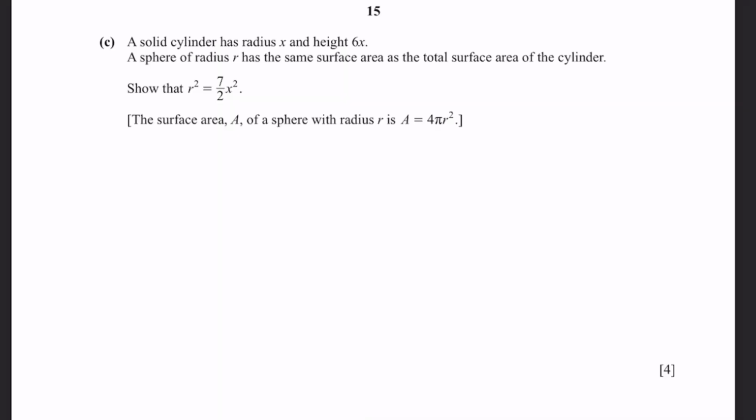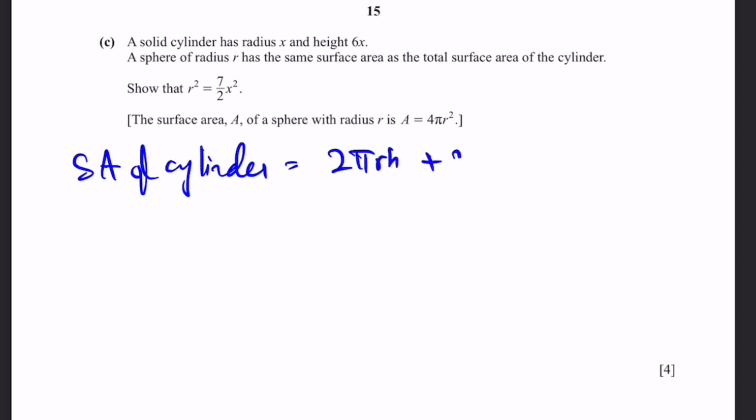Now we can go to part C. A solid cylinder has radius x and height 6x. A sphere of radius r has the same surface area as the total surface area of the cylinder. Show that r squared equals 7 by 2 x squared. The surface area A of a sphere with radius r is A equals 4 pi r squared. So what's the total surface area of a cylinder? Surface area of cylinder equals 2 pi r h plus 2 pi r squared.